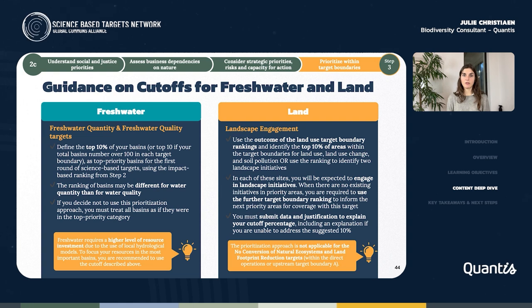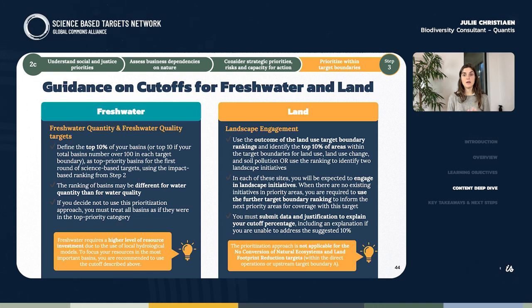Before proceeding with the methods from Step 3 freshwater to Step 3 land, companies may apply cutoffs to define further in which locations they want to start setting science-based targets. These cutoffs can be applied boundary by boundary or across multiple boundaries for synergies, such as the co-benefit approach we applied just before.